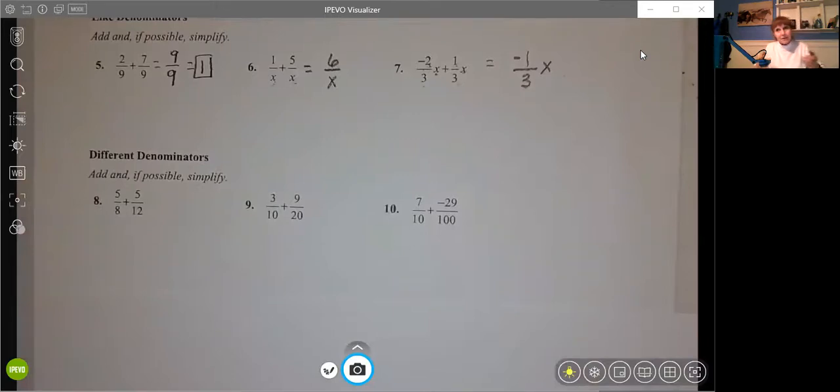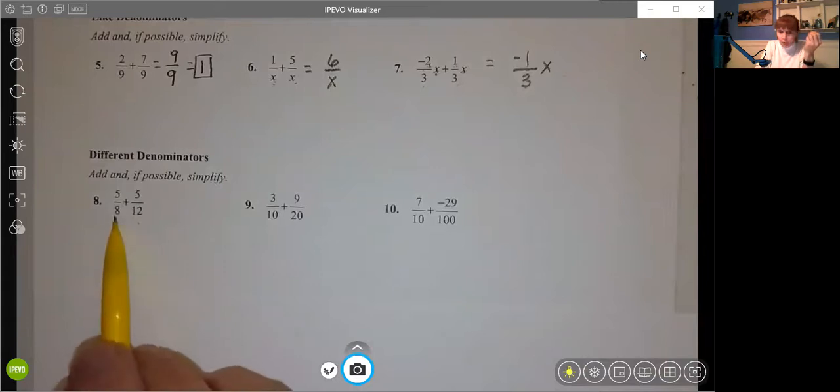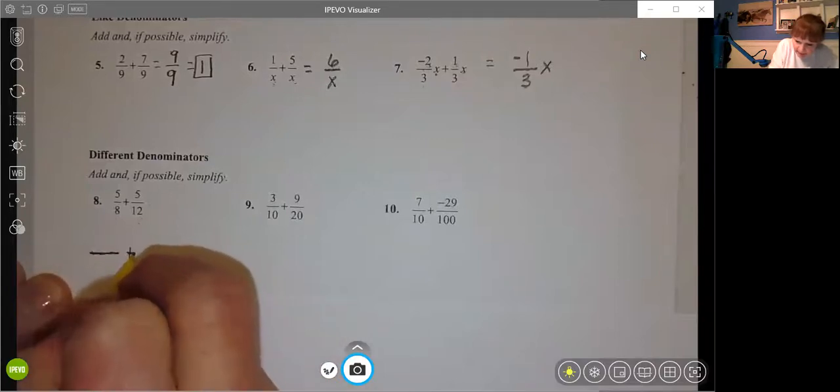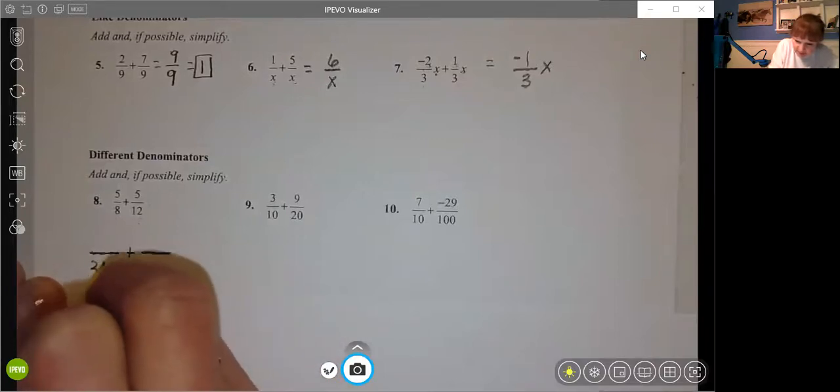Okay, so what you have to do is decide what 8 and 12 both go into evenly. Now, if you need to, you can break it into primes. This is like 2 cubed. This would be 2 squared times 3. So you end up with 8 times 3, or some of you may know that 8 goes into 24 and 12 goes into 24. So we have a common denominator of 24.